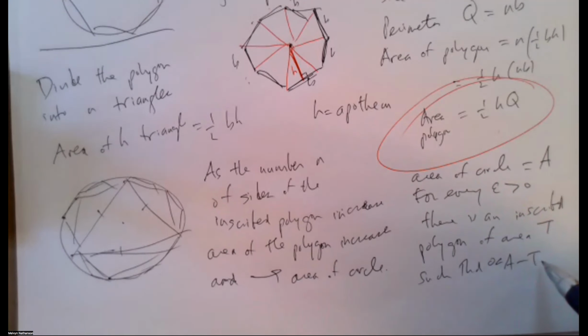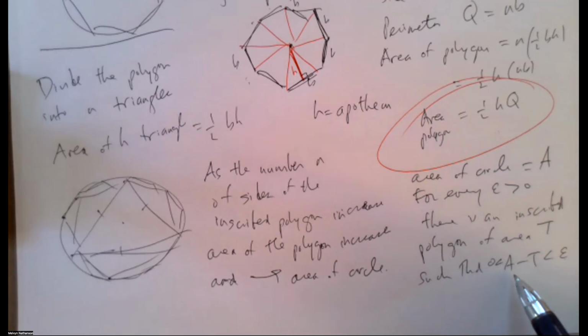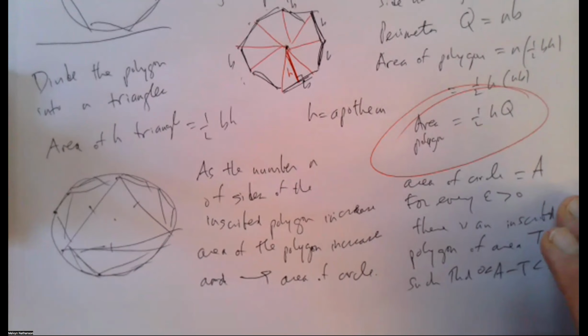So the area of the circle is bigger than the area of the polygon, but the difference is less than the small number epsilon. So given any epsilon, you can find a polygon inscribed in the circle with area so close to the area of the circle that the difference A minus T is smaller than this epsilon. If you make epsilon smaller and smaller, the number of sides of the polygon gets bigger and bigger, but this is still true for some inscribed polygon. Okay. Any questions about that?